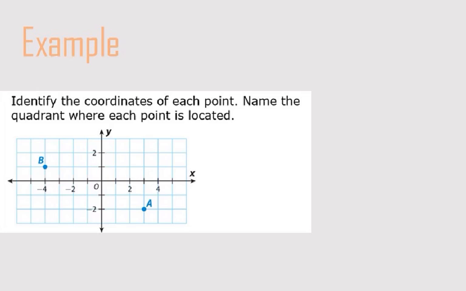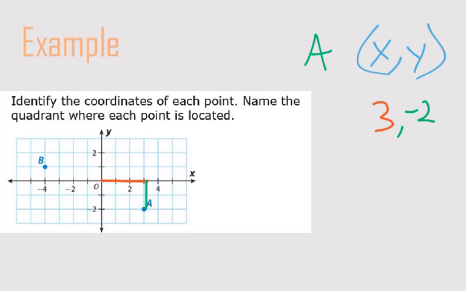Okay, let's take a look at an example. Here it says to identify the coordinates of each point and name the quadrant where each point is located. So let's start with A. And again, we're looking for where the X and Y intersect for point A. So let's start with our X. We go over 3, and then we have to go down 2 units. So it would be 3 and then negative 2.